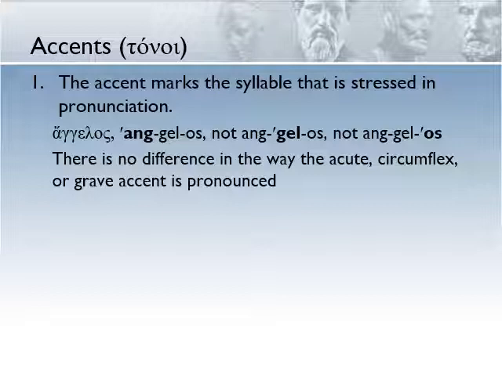It is not pronounced with the stress on the second syllable, nor on the third. The accent or the emphasis should be on that first syllable, angelos. Now there's no difference in the way the acute, circumflex, or grave accent is pronounced. They do the same thing. They mark the syllable that is stressed in pronunciation. But it is important that you know which accent mark is used, whether it is acute, grave, or circumflex. And we'll talk about those in just a moment.